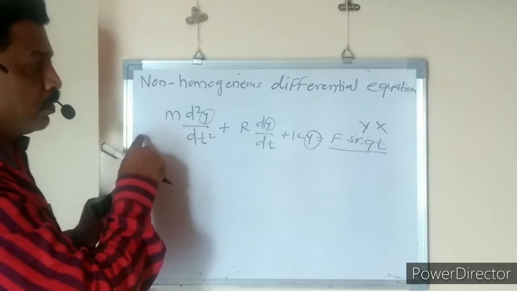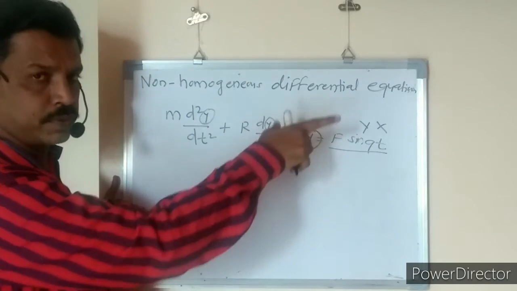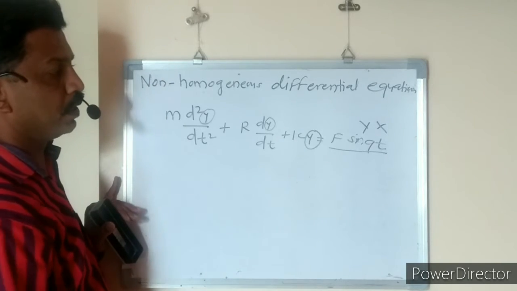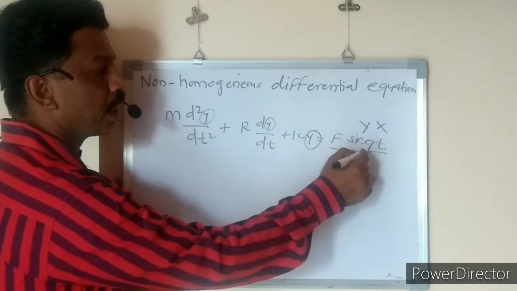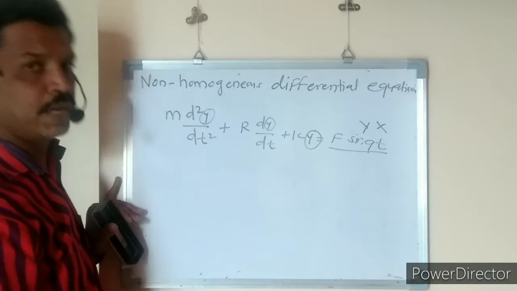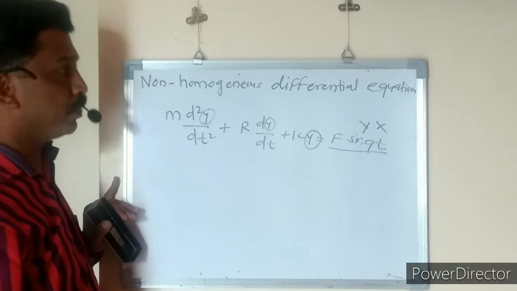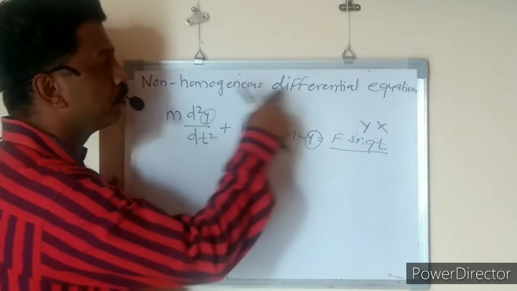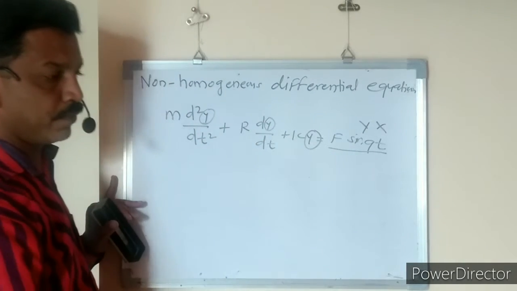Why? Because there are a few terms, 1 2 3 4, 4 terms are there, but in one term, this f sin qt, the dependent variable y is not present, therefore such type of equation is known as non-homogeneous differential equation.